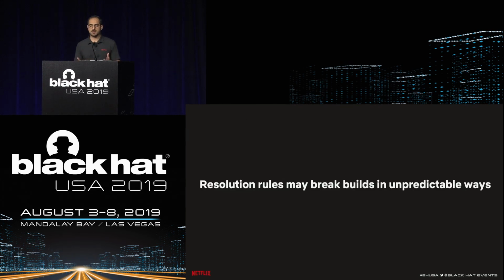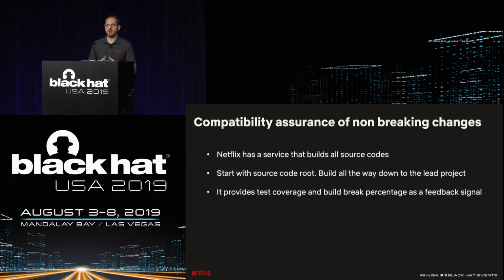Now, all these resolution rules are great, but they may actually break builds. So how do we fix this problem? There's a solution at Netflix that will build every single repository in the company. It'll go and fetch all the repositories and build them. And what it does is give you signals about whether a particular change causes any breakage. So it gives you test coverage to say 90% of the applications given this change have built successfully, 10% have failed. So now we know which applications will fail if we issued that resolution strategy or global resolution rule update.